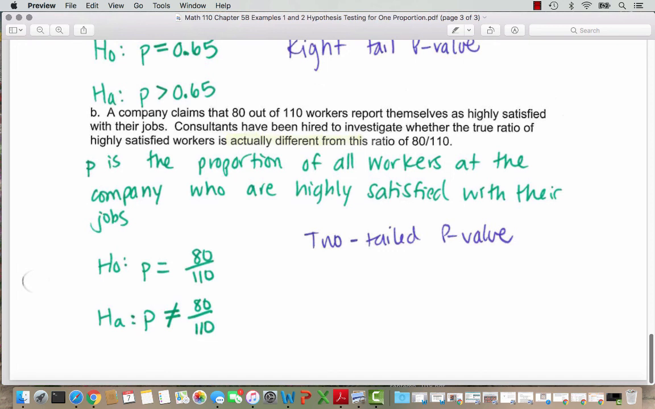Okay, in the next examples, we're going to see how to use StatCrunch to actually go through some probability calculations with the normal curve.